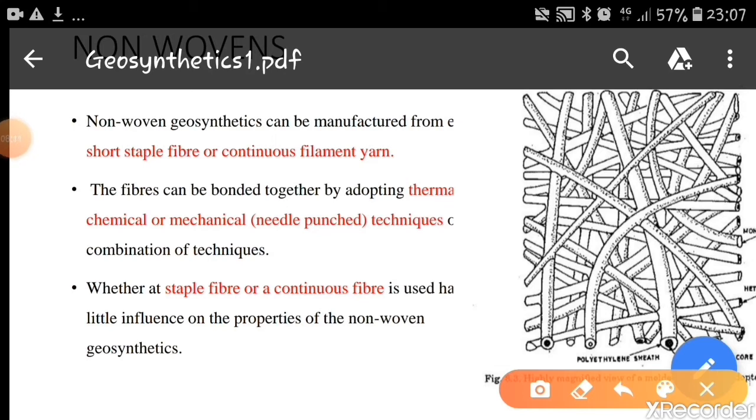Non-woven geotextiles can be manufactured from either a short staple fiber or continuous filament yarn. The fibers can be bonded together by adopting thermal, chemical, or mechanical techniques or a combination of these techniques. Whether staple fiber or continuous fiber is used has little influence on the properties of a non-woven geosynthetic.